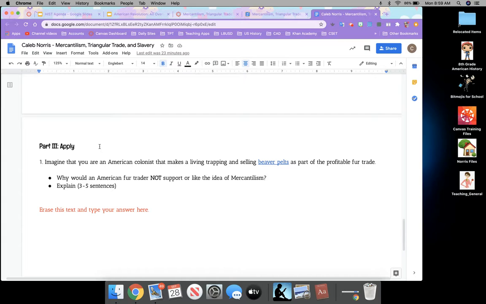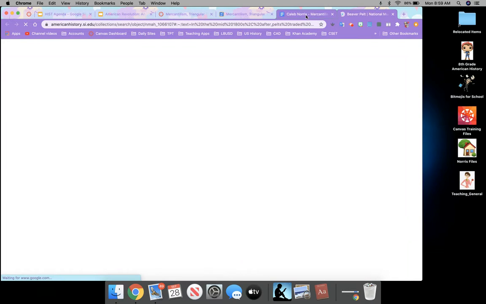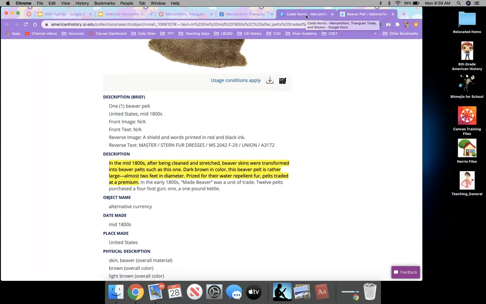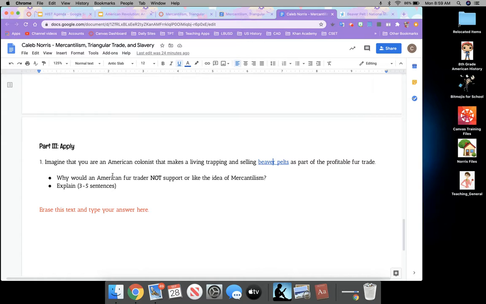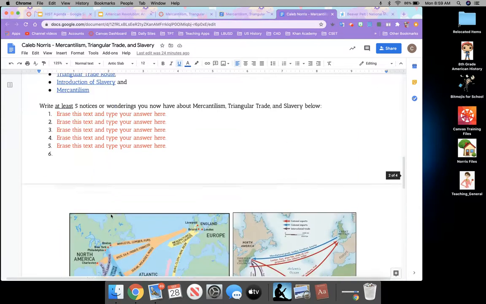And then finally, apply. Imagine that you're an American colonist that makes a living trapping and selling beaver pelts. And here's an example of beaver pelts here. Why would an American fur trader, somebody who makes a living trapping and selling beaver pelts, not support or like the idea of mercantilism? Explain in 3 to 5 sentences. So erase this text and type your answer here.